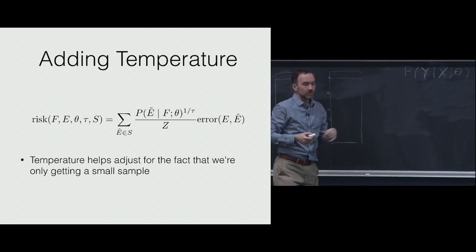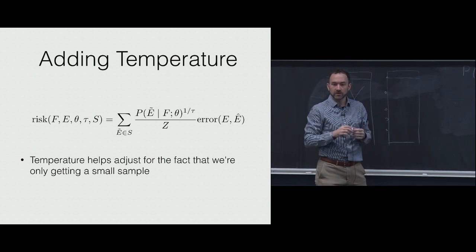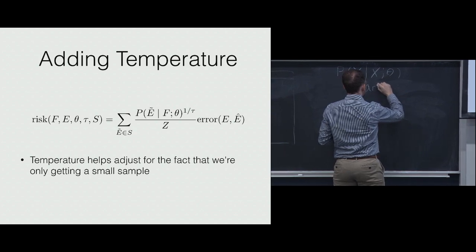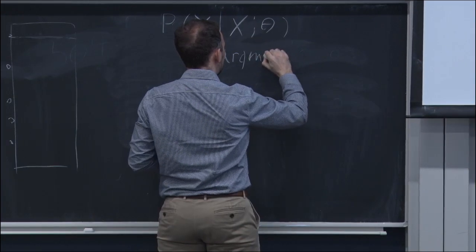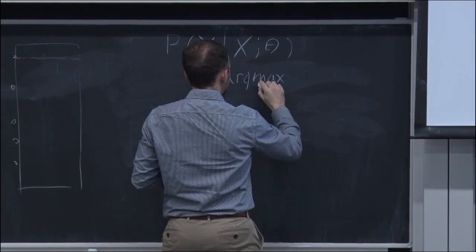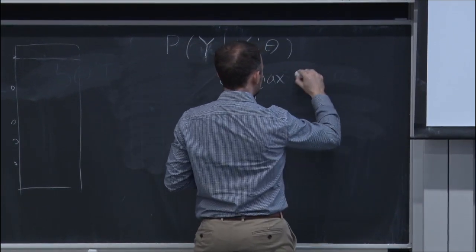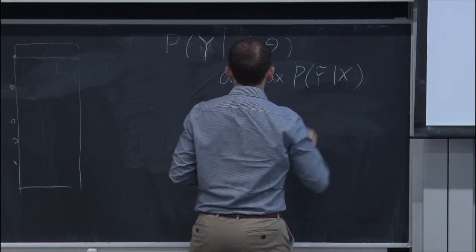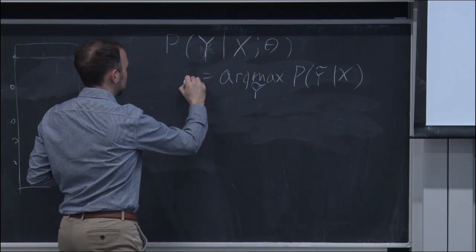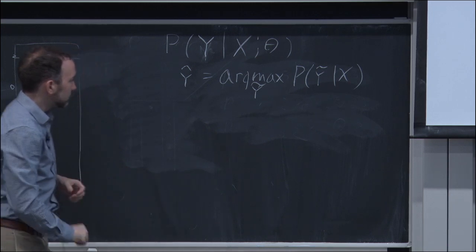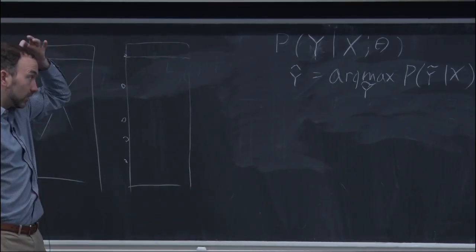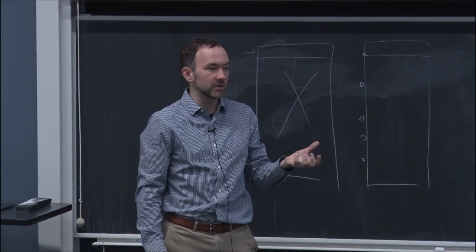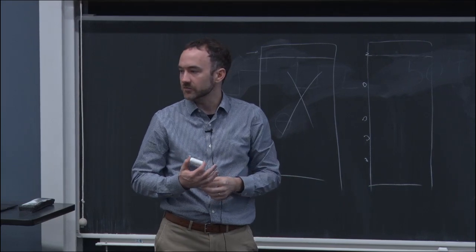So what answer should we be outputting? The obvious answer, and this is called the MAP decision rule, the maximum a posteriori decision rule, is something like this. What this is saying is I want to output the output with the highest probability according to the model. This kind of seems to make sense, right?